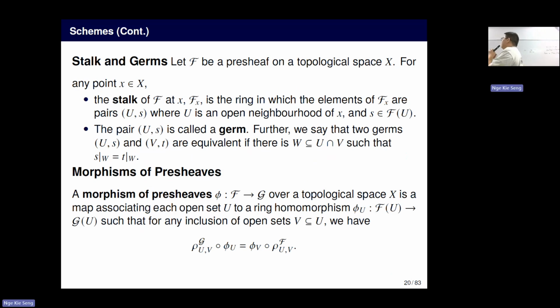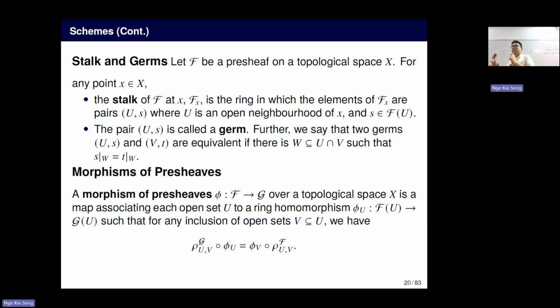Okay, so now some more terminology. Let's say you already have a presheaf F on a topological space. Then the stalk of F at x is a new ring, and this new ring consists of pairs: an open neighborhood U of x, and an element s in F(U), something like a function. This pair is called a germ.